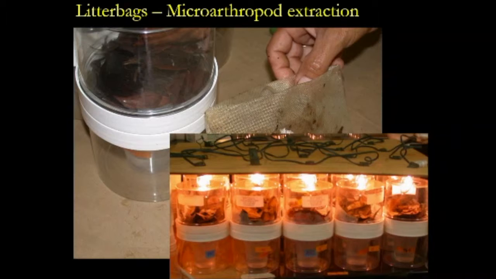I have these lights. These are like Christmas lights connected to a dimmer, and I don't start full blast on them. Every day I increase the intensity of that light bulb because we don't want to fright all the animals at once. We just want to create that gradient of heat and moisture and slowly allow the animals to move through the litter and then get into the collecting vial.